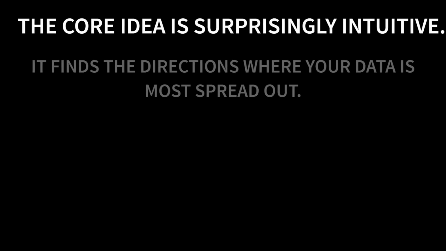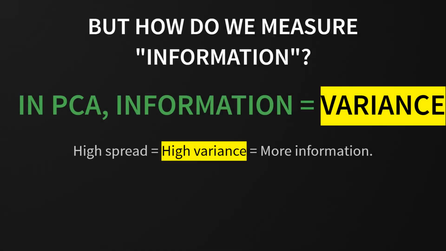The core idea behind PCA is actually very intuitive. It's all about finding the directions or axes within your data that show the most activity, the most spread. But what does spread even mean? In the world of PCA, there's a simple equation to remember. Information equals variance. The more spread out your data is along a certain direction, the more information that direction contains.